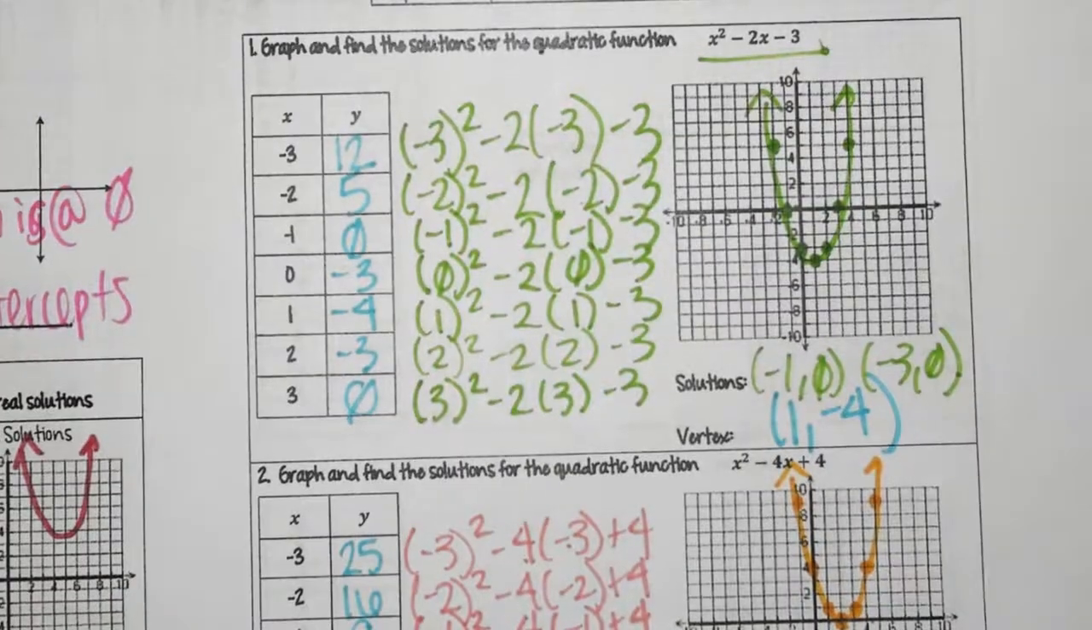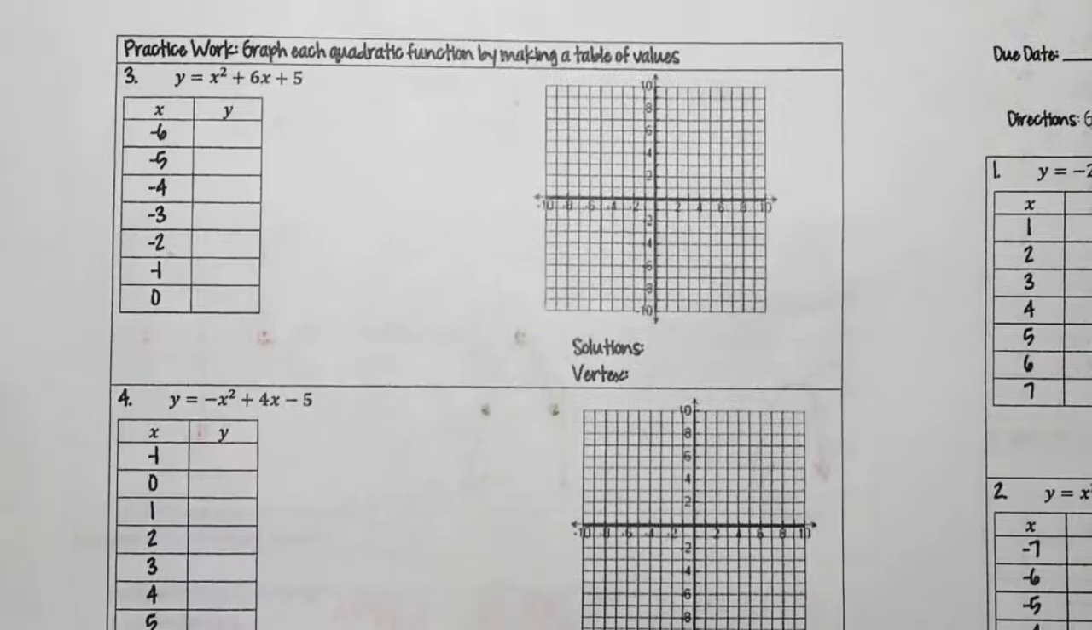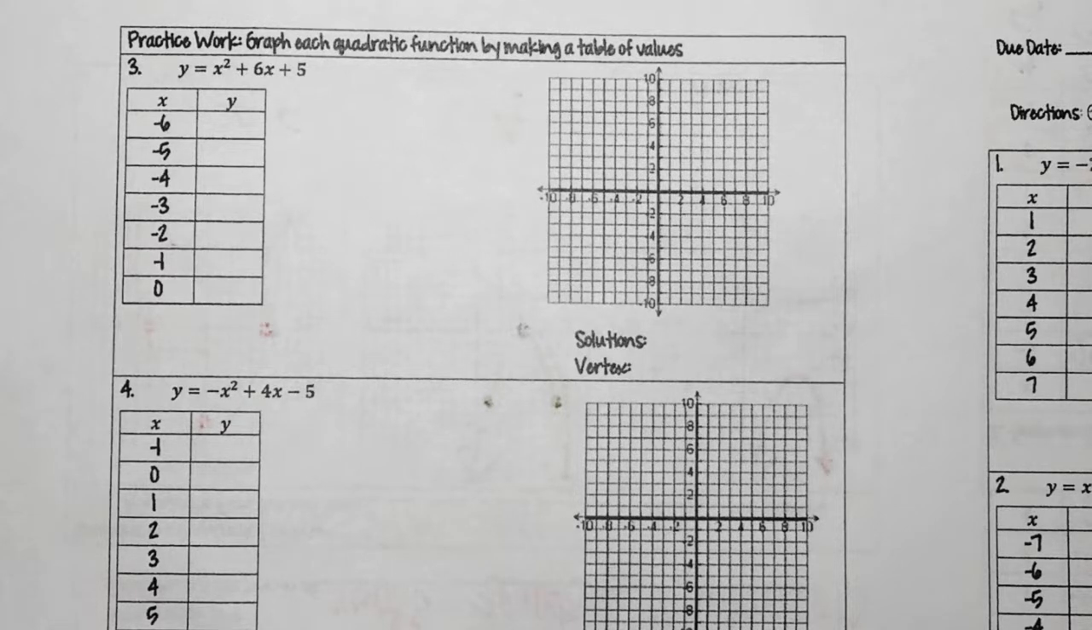So, look at your paper. If x squared is negative, it's going to go down. All right, turn this over. Number 3. Are we ready?